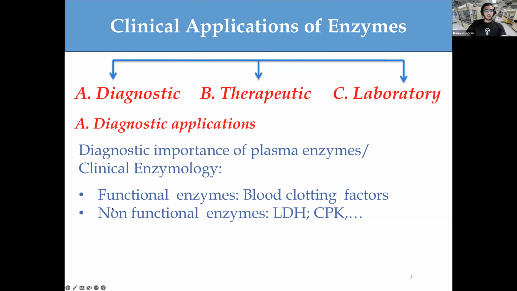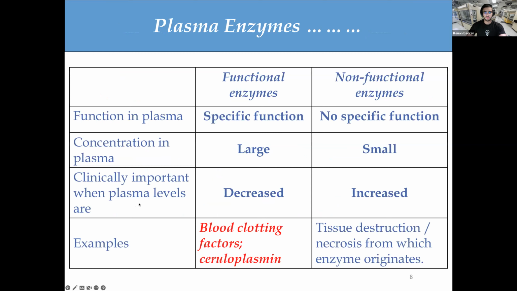Now, we have something called functional and non-functional enzymes. What does that mean? Functional enzymes are ones that you'll find in the blood to do a specific role for things relating to blood, such as blood clotting factors or plasma enzymes. So they're functional in the blood, in plasma. While non-functional are things that shouldn't be there, like CPK, LDH, ALT, and so on. Functional enzymes have a specific function in plasma, but non-functional ones are non-specific and shouldn't be there, so it's only a small amount.